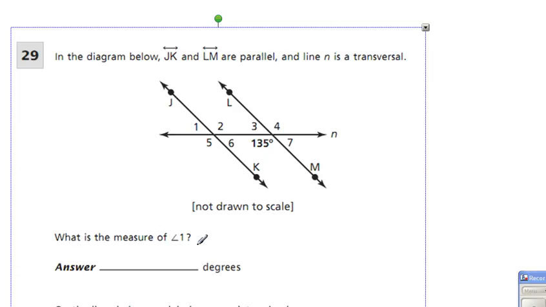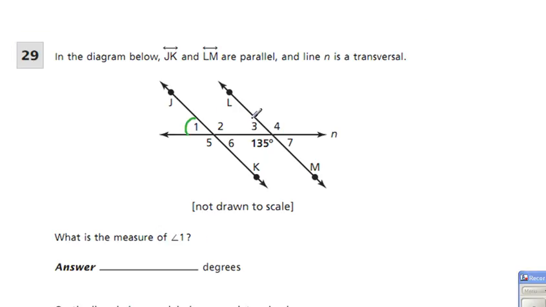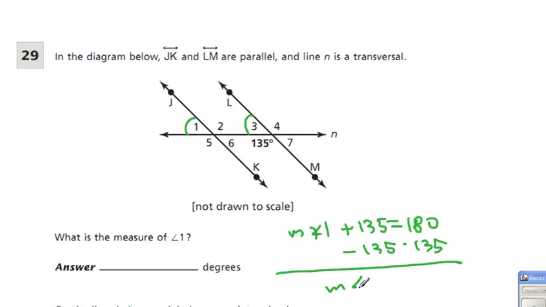Alright, the next one. We realize that angle 1 is the same as angle 3 since these are corresponding angles. Then it makes the measure of angle 1 plus 135 equal to 180. Therefore, when you subtract 135, we'll end up getting the measure of angle 1 is equal to 45. Therefore, it will be 45 degrees.